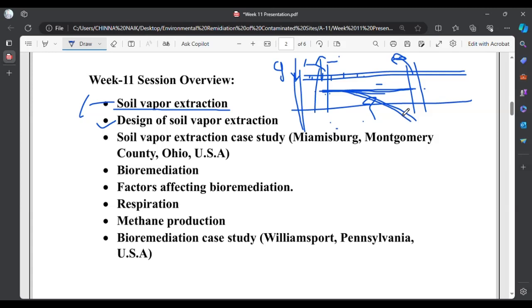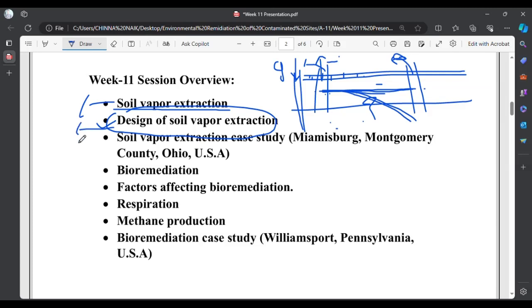And then the number of wells we have to place, and the flow of each well where we place those, and finally we have to estimate the time required to remediate the site. So these are the major four things we have to consider in the design part of soil vapor extraction, right? Okay, so these are related to the design part.